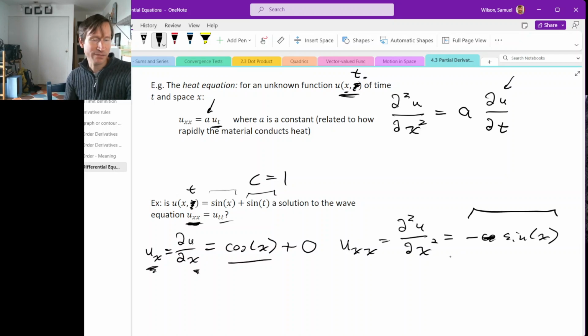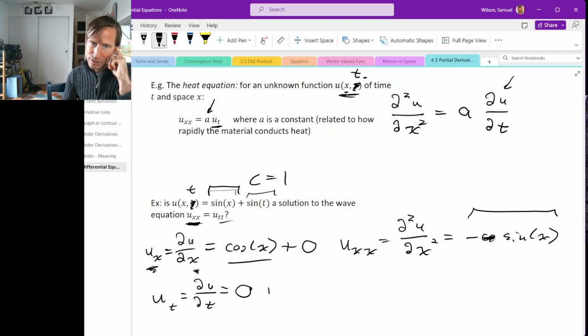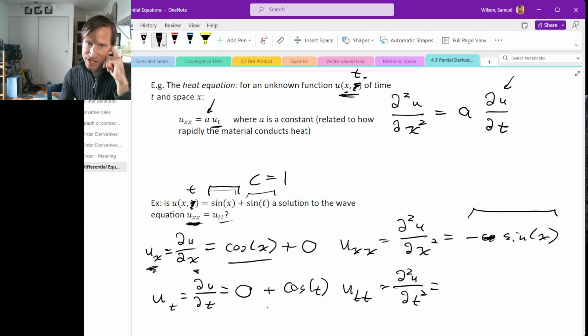Okay, so now we know what the left-hand side of this differential equation is. It's minus sine x. Now let's calculate the right-hand side. So what is u_t? u_t, remember, is partial u partial t. And when we take a derivative with respect to t, this sine of x part goes away. So 0, because x is acting like a constant for the purposes of this derivative. And then the derivative of sine t with respect to t is cosine t. Okay, and then for our second derivative, u_tt, that's partial squared u partial t squared. Take one more derivative, so that's minus sine t.